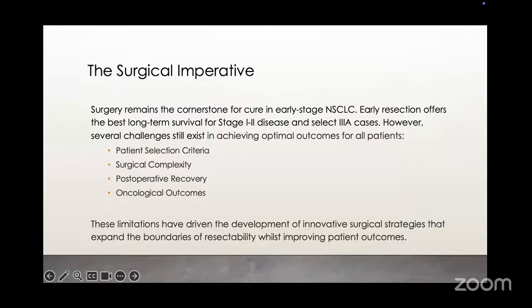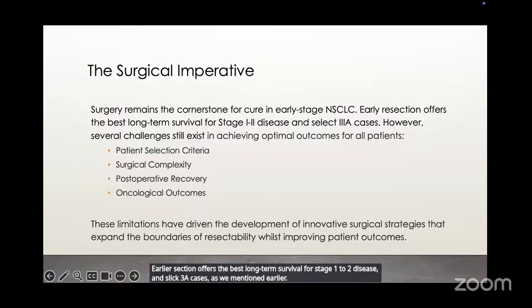Now, surgery remains a cornerstone for curing early stage non-small cell lung cancer. Early resection offers the best long-term survival for stage 1 to 2 disease and select 3A cases, as we mentioned earlier. However, several challenges still exist in achieving optimal outcomes for all patients. Patient selection criteria: many patients are deemed inoperable due to comorbidities, poor pulmonary function, or advanced disease stage, limiting surgical intervention to a select population.